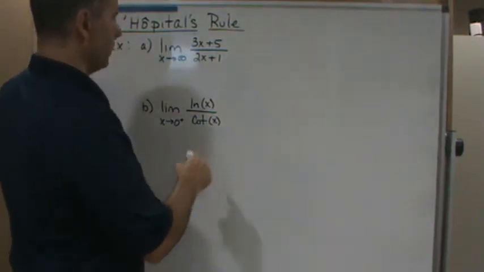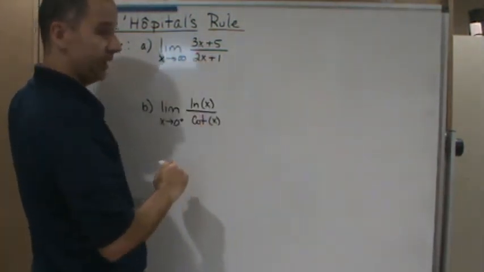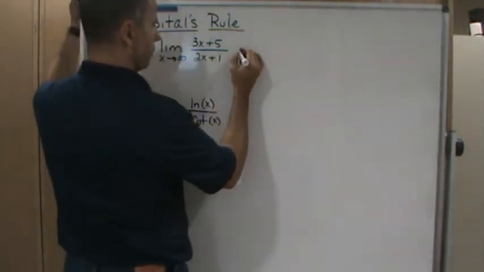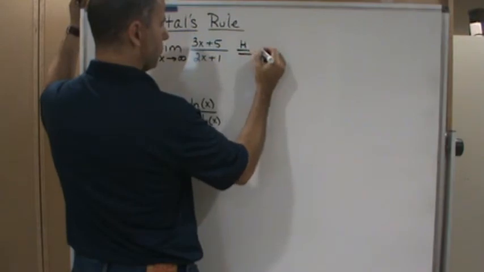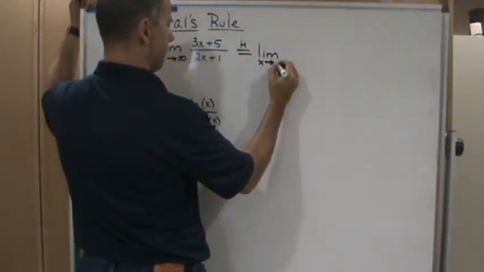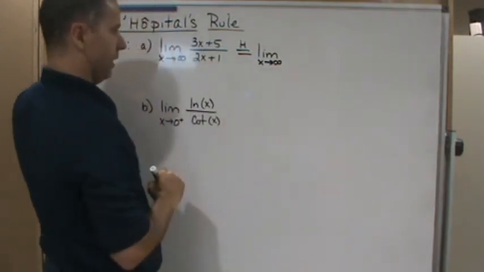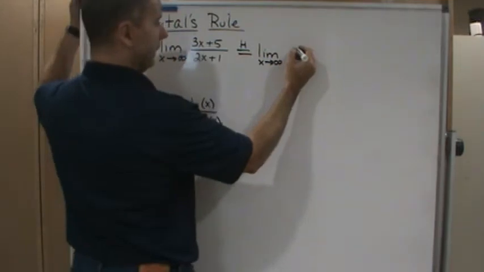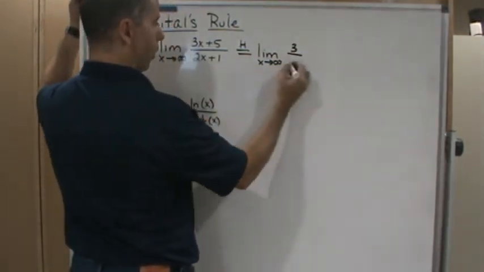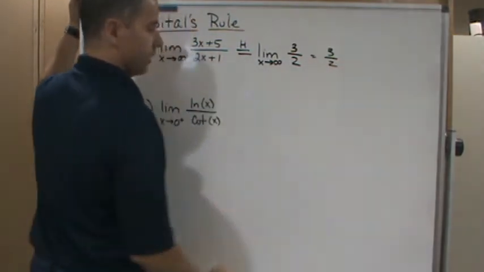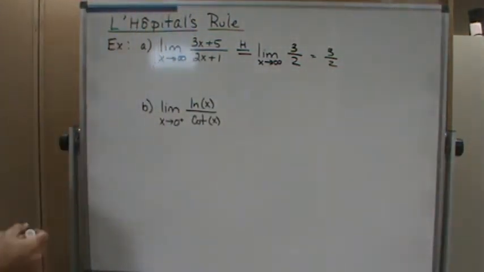Okay? So since this gives us infinity over infinity, which is an indeterminate form, we can use L'Hopital's rule. So let's do it. By L'Hopital's rule, I'm going to take the derivative of the top and the bottom and take the limit of that as x approaches infinity. So what do we get? We get 3 over 2, which equals 3/2, right? So voila, it worked.